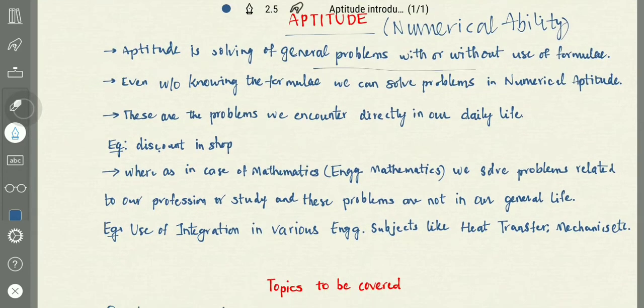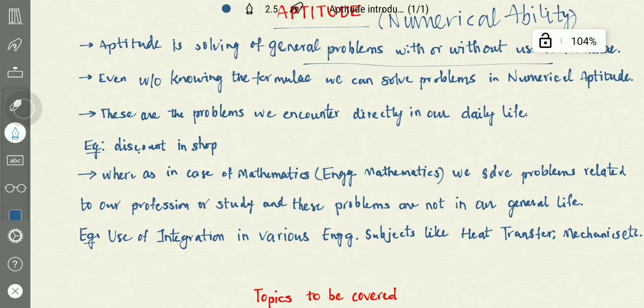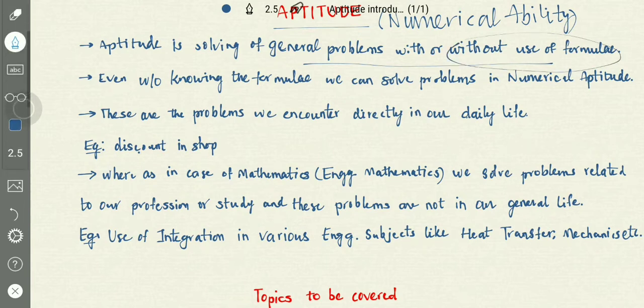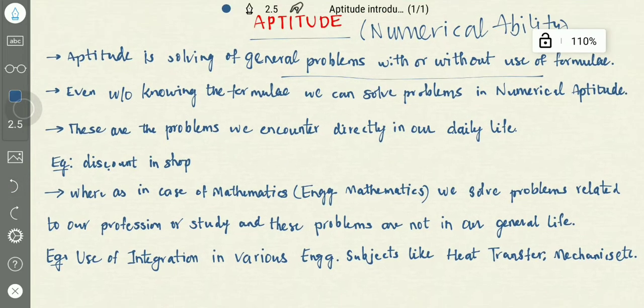Aptitude is solving general problems with or without use of formulae. This numerical ability is of solving general problems with or without use of formulae. We can solve with use of formulae or without use of formulae. We can solve without use of formulae because these aptitude problems are general problems we encounter in our life. So even without knowing the formula, we can solve problems of numerical ability.